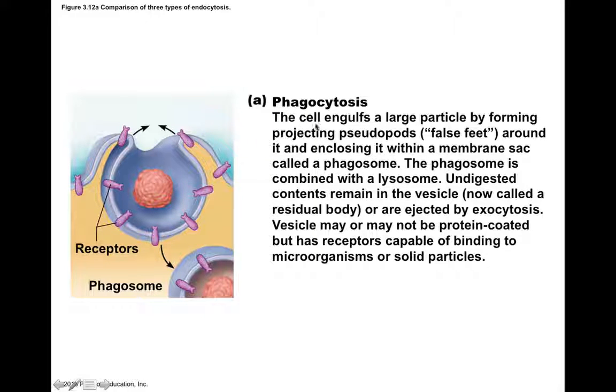So phagocytosis is when the cell engulfs a large particle, and it does this by projecting pseudopods, or false feet, around the particle. Now they enclose that within a membranous sac called a phagosome, and this phagosome is usually combined with a lysosome to break down this molecule. Like this might be some waste or debris or even a bacterial cell that you might want to digest. Now undigested contents remain in the vesicle, and we might call that a residual body that can be ejected by exocytosis.